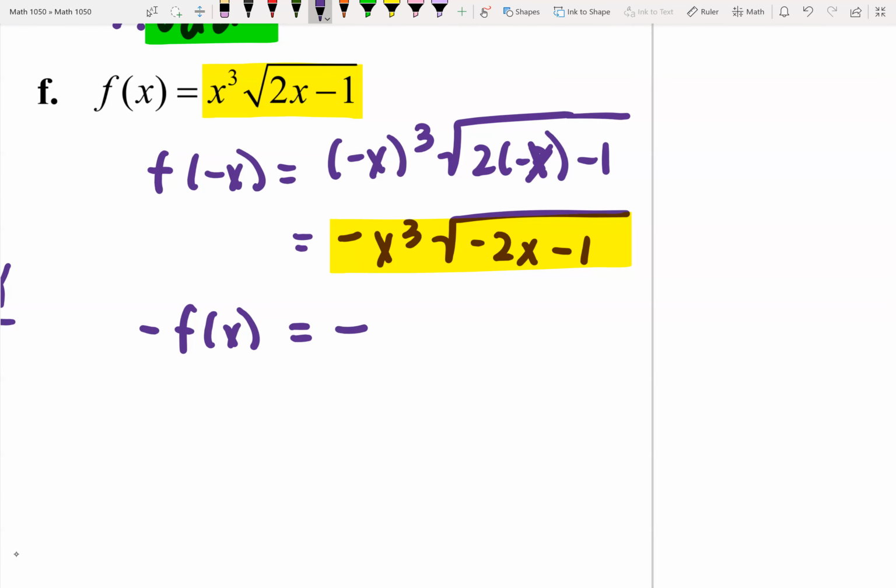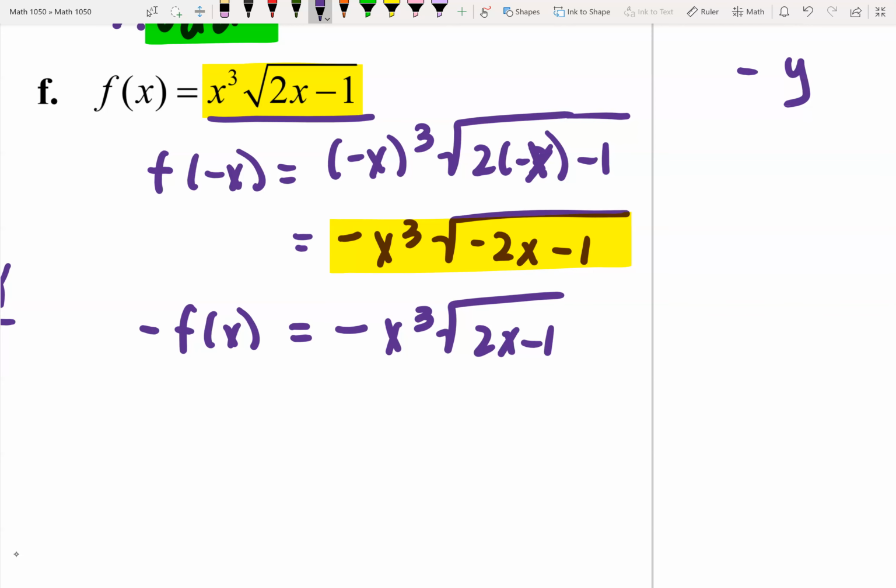So this is negative, and then your f of x. You guys, this right here is just a monomial. It's one term, because that square root is just one term and the x to the third is multiplied. So this f of x, it's like a y. All you do is stick a negative in front of it. It's just a monomial. It's not like y plus 1. There's no pluses in there except for in the square root, and that's just one term. So literally, that's it. Just stick a negative in front of it.